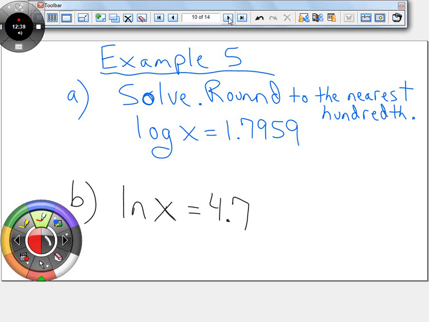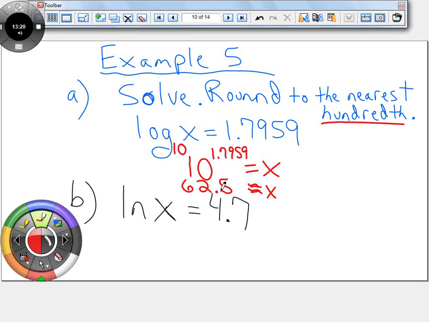All right, let's try to figure out some values. So let's say log of x equals 1.7959. You want to figure out what x equals. Well, because it says log, that means it's log base 10. So I would say 10 raised to the 1.7959 equals x. So I would just estimate what that is. I would get the calculator out, and it says rounded to the nearest hundredth. So x is approximately 62.50. That's the nearest hundredth, right? 10th, 100th? Okay. So that would be the answer.